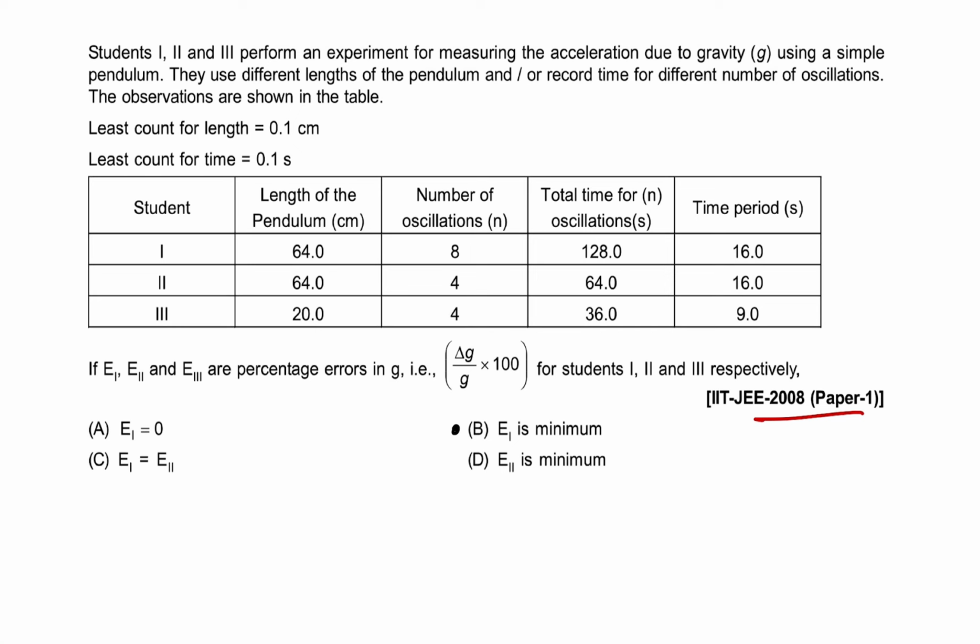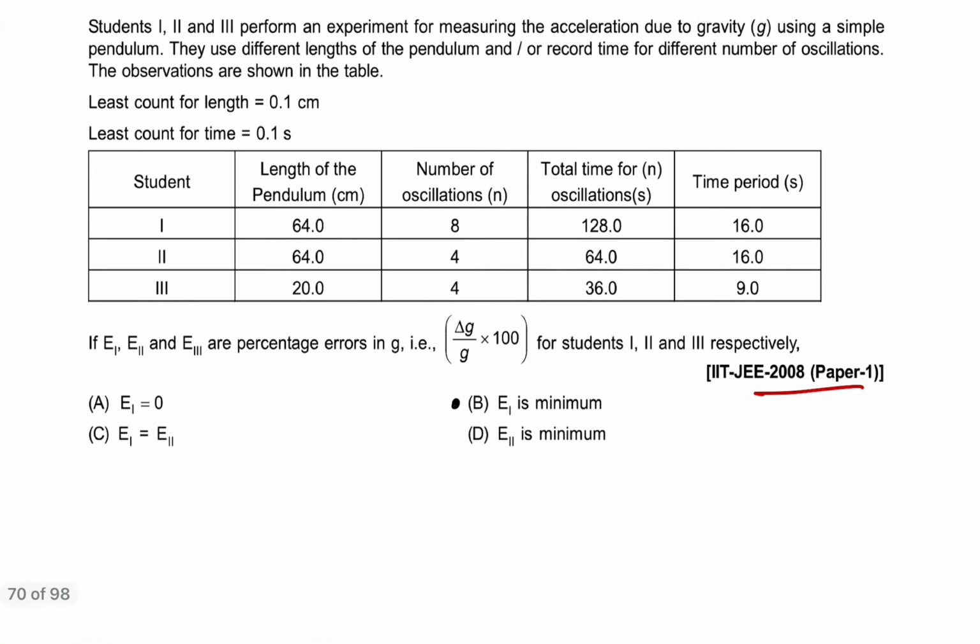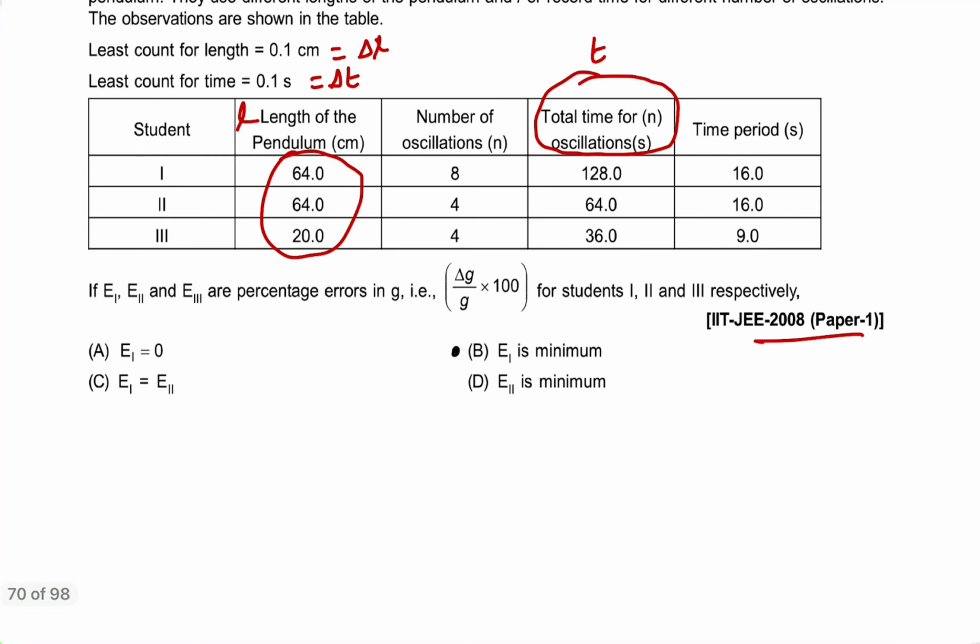Next one, this is JEE Advanced 2018 paper 1. Students 1, 2, 3 are performing an experiment for measuring acceleration due to gravity using a simple pendulum. So data is given, you can see that delta L is given, and delta T is given as 0.1. These are my T terms, the total time is given, that is T. You want T, delta L and L, you can see these terms are L terms.